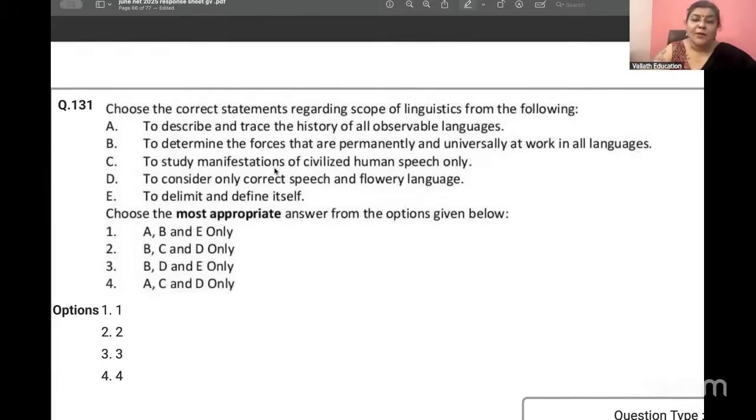That is wrong, because linguistics can be about Africans and tribal people also. So it says wrong. To consider only correct speech and flowery language. Who doesn't know that is wrong? C and D are wrong. You don't have to read the rest. A, B, E is the answer.